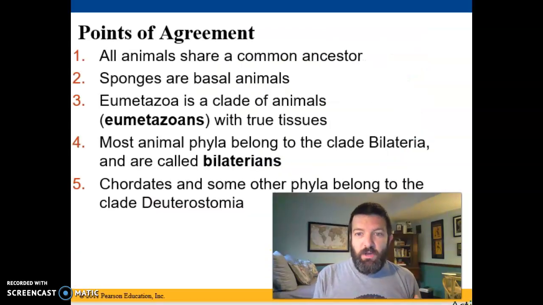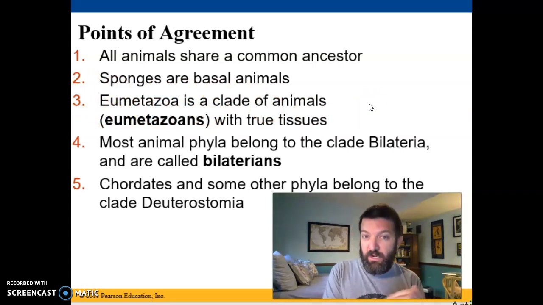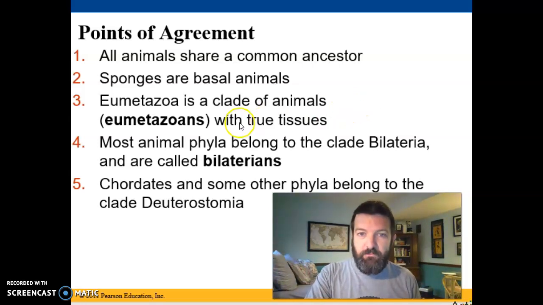And we will discuss some other hypotheses, some other areas of disagreement. There's new data being put out there and published as we get better and better at molecular technology. But there are points of agreement generally. Most phylogenies agree that sponges are the basal animals. Eumetazoa, meaning all animals, are a true clade, which means it's a group that includes the common ancestor and all of its offshoots, descendants in one group, one clade.